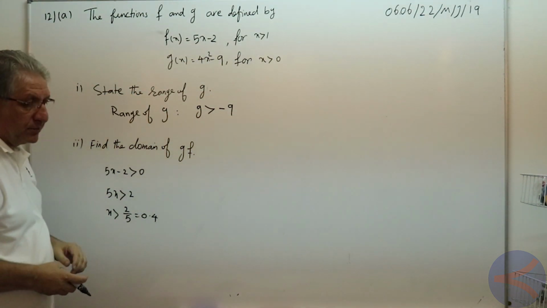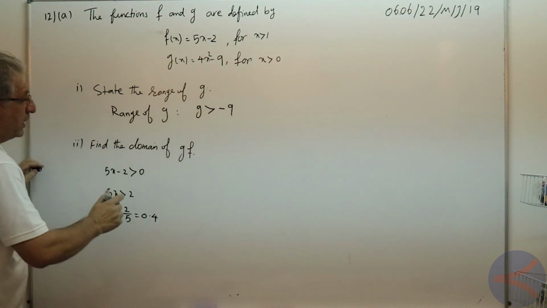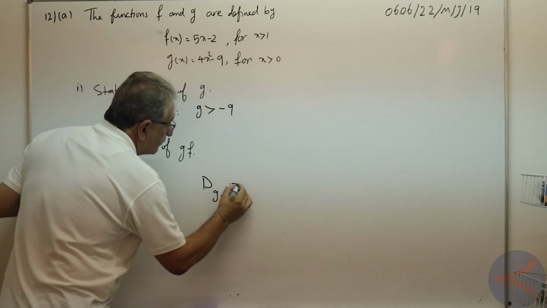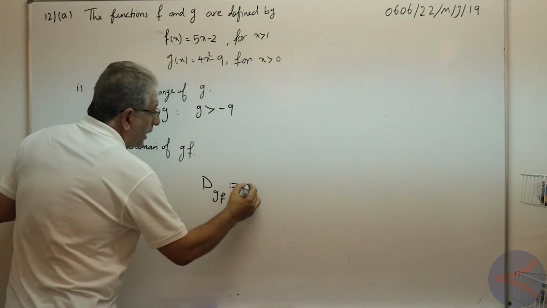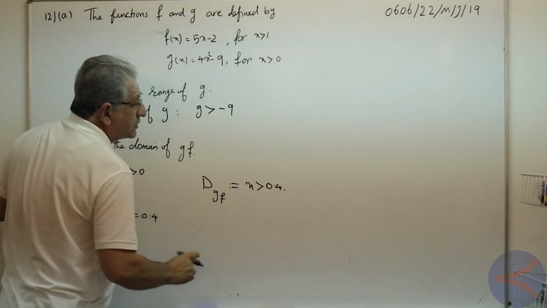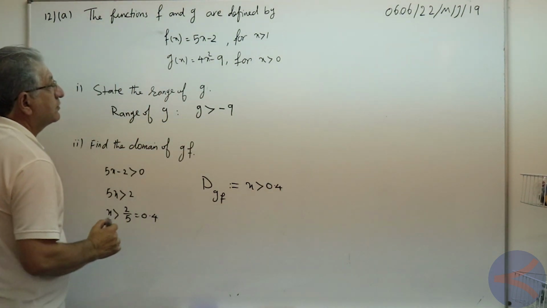Okay, therefore this is the second part of the question. Therefore, if you want to write it, the domain of g of f of x is defined by x more than 0.4. This is the domain of this function.